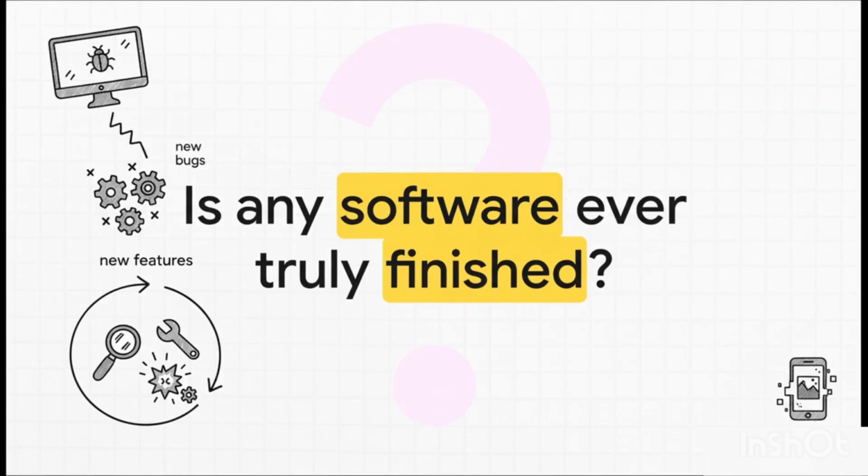And that leaves us with one final, big question. This process is continuous, right? New features always introduce new bugs, and some fixes can create unforeseen problems. So, if every single bug has a life cycle, is any piece of software ever truly finished? It's something to think about next time your app glitches.